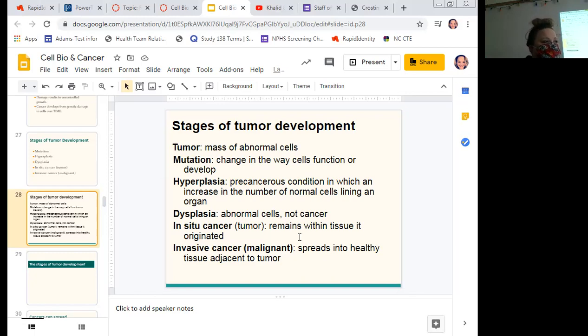Yes, ma'am. All tumors by definition are the same, but do they all look the same, feel the same? No. You have tumors in the lungs.